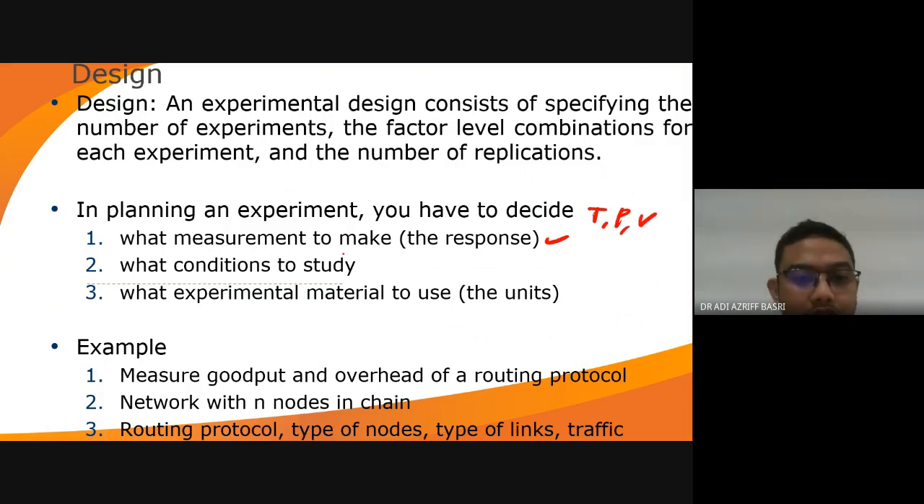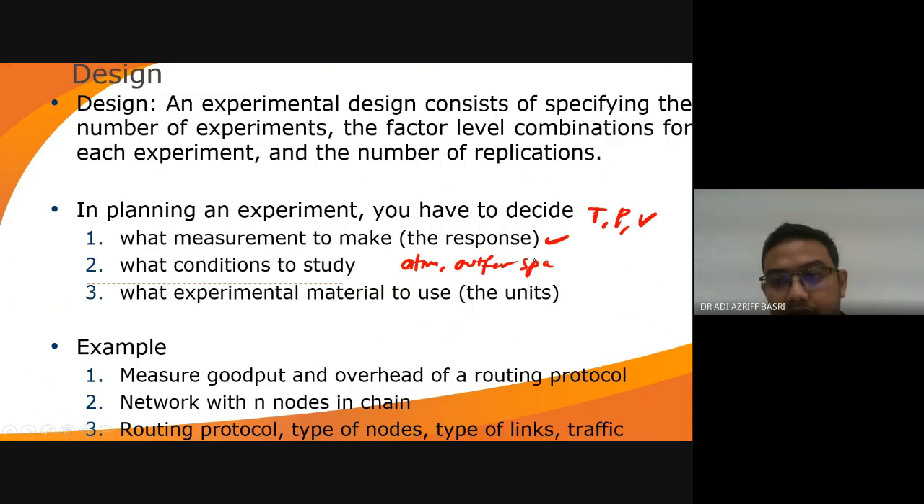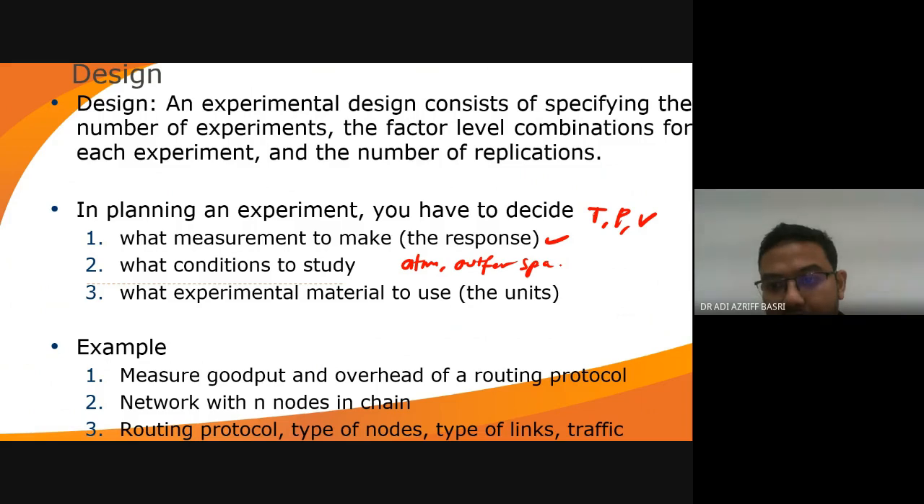Second is the condition of the study. For example, in terms of temperature, you have atmospheric conditions, or maybe outer space. What are the effects, and so on. In terms of velocity, for example, what are your conditions? Maybe laminar flow, turbulent flow, and so on.